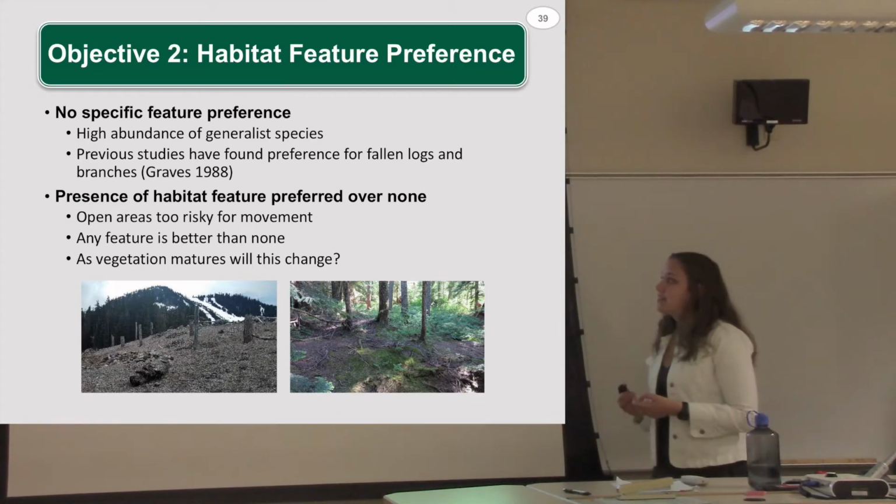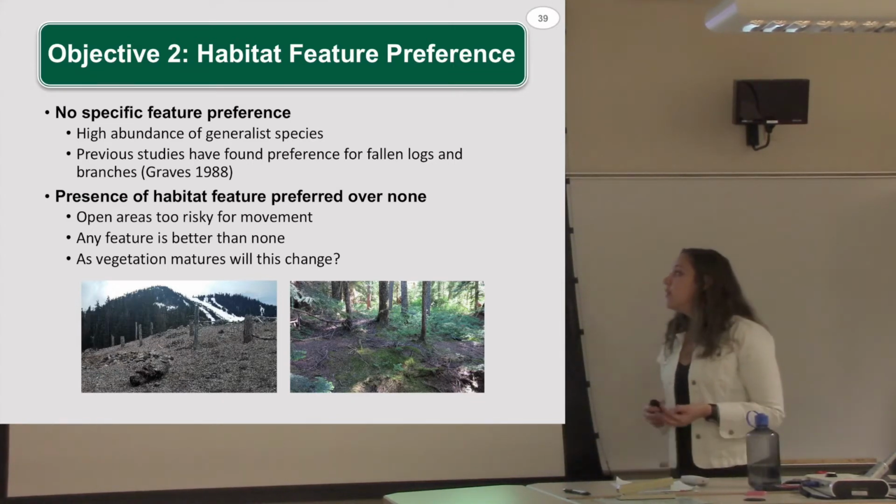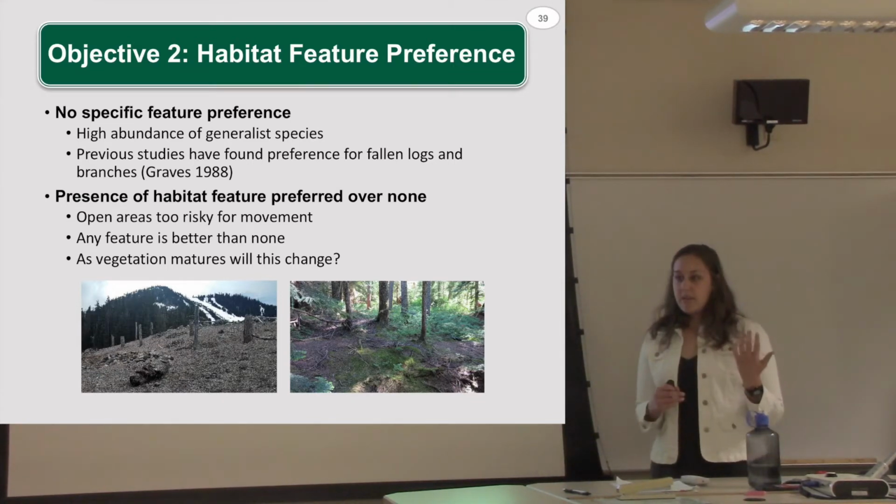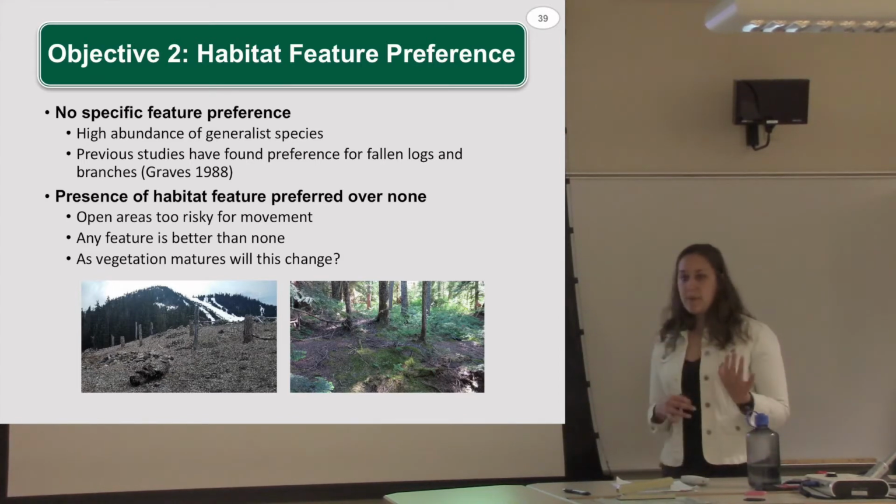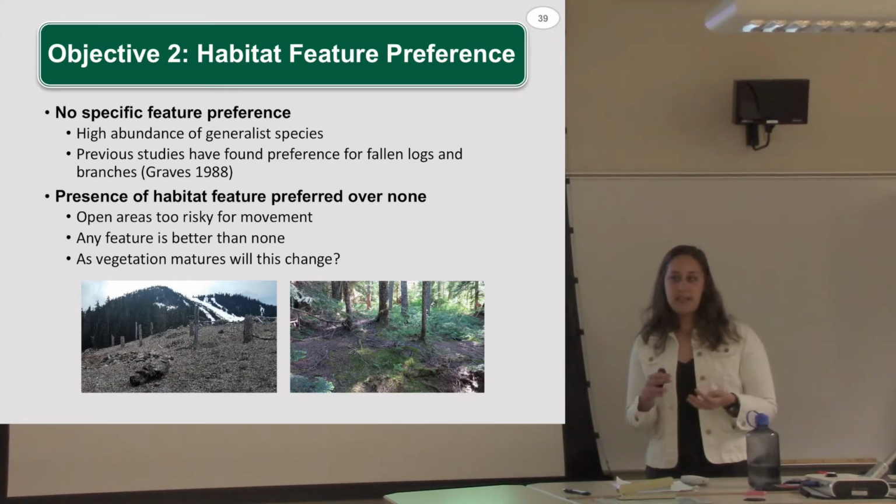My second objective was addressing habitat feature use. We didn't observe any specific feature preference. So small mammals were not more likely to be captured at any specific feature.